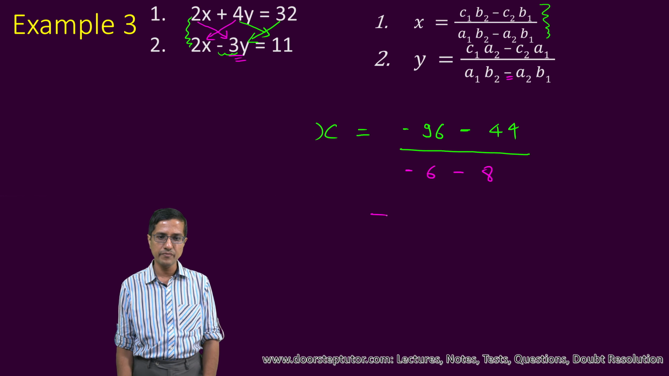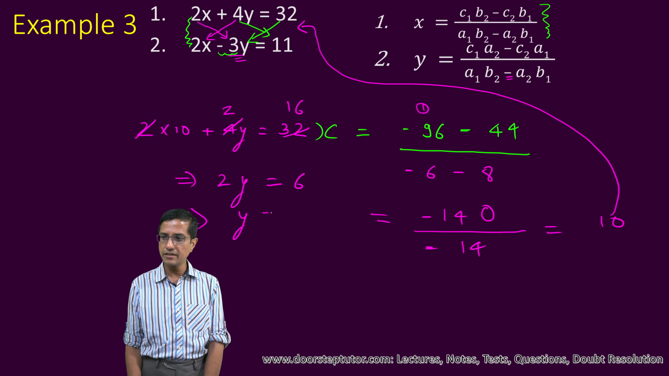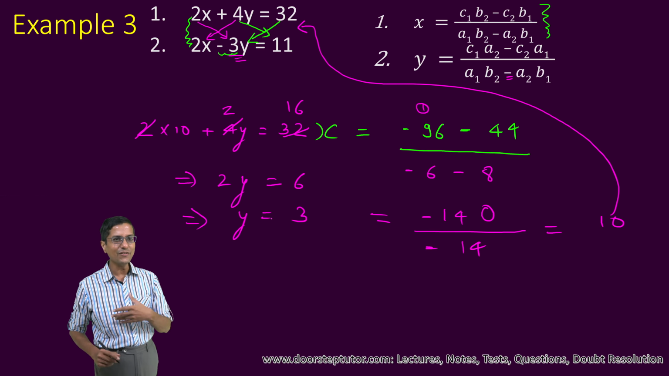Very simple, nothing complicated. Now we substitute this 10 in the first equation. So the first equation becomes 2 into 10 plus 4y is equal to 32. Right here I can simplify it a little bit, we can cancel the 2's, so this becomes 2 and this becomes 16. So now from here we can say 2y is equal to 16 minus 10, which is equal to 6, or this tells me that y will be equal to 3. Again, very simple.